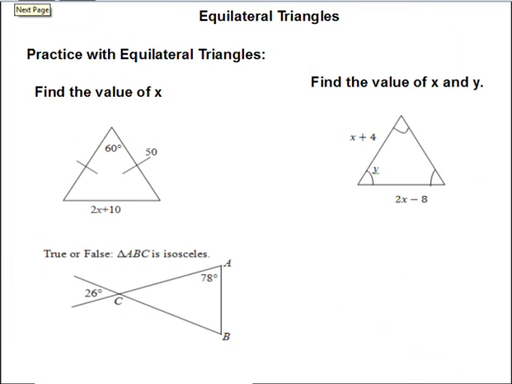Take a look here. Practice with equilateral triangles. Go ahead and pause the video right here, get some answers, and then we'll check them. Pause the video now. All right, let's see what we got. For the first one, for x, I got 20. For the second one, for x, I got 12. For y, I got 60.